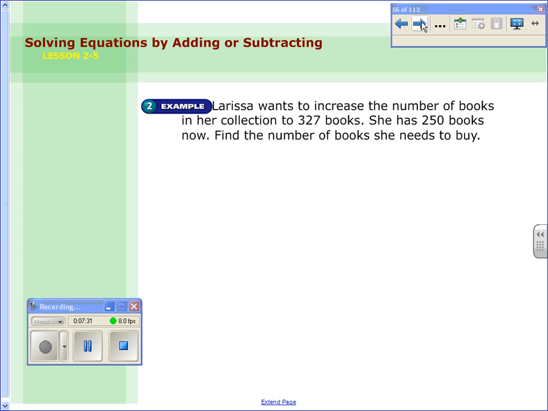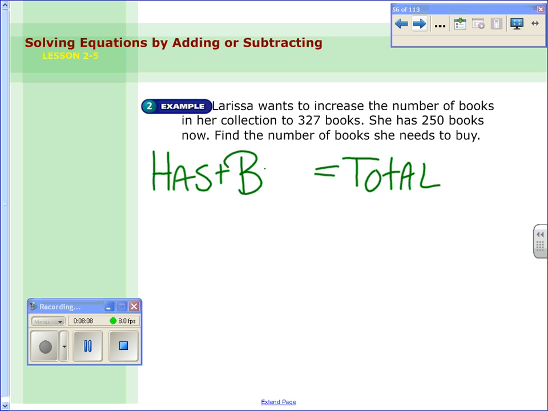All right, now I have a word problem with it. Larissa wants to increase the number of books in her collection to 327 books. She has 250 books now. Find the number of books she needs to buy. All right, some of you would probably just want to subtract. However, we're talking about algebra now, so let's set up an equation. We know she wants 327 books in her collection. That's the total amount she wants. Now, she already has some books, and then she has to buy more to get to that total.